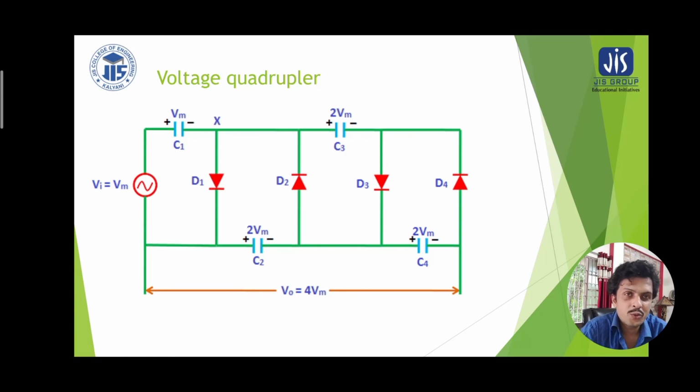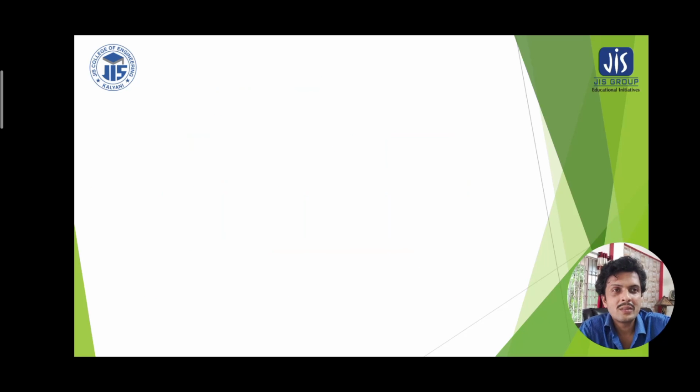And this is the voltage quadrupler. The quadrupler produces 4 times the peak value of the signal, and it is obvious because of the presence of 4 diodes and 4 capacitors. In the positive sweep, diode D1 is forward biased. In the negative sweep, diode D2 will be forward biased. Again, in the third, positive sweep, diode D3 will be forward biased. In the fourth, negative sweep, diode D4 will be forward biased. So in this way the voltage across the indicated arrow is 4 times Vm, so it is a voltage quadrupler. Thank you.